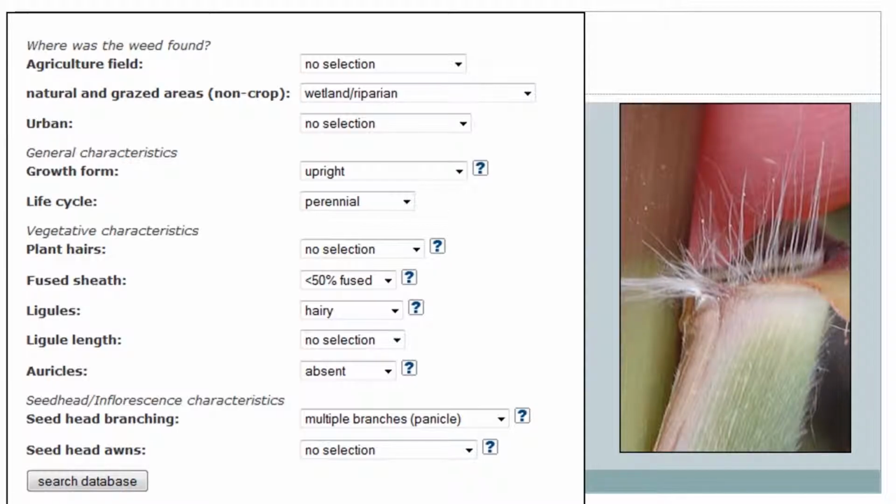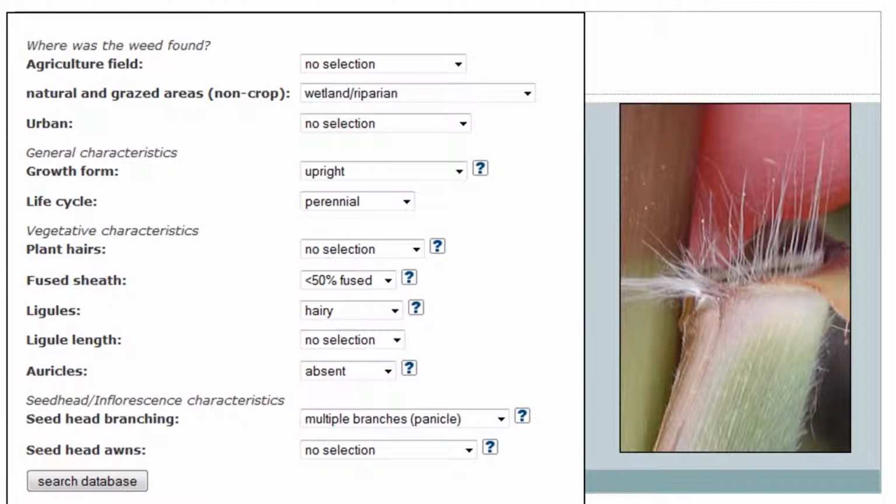Some of this will look familiar to the broadleaf plant form. Other parts can be very different. This grass was found along the edge of a wetland and has an obvious upright growth habit. You can tell from attempting to uproot this grass and from its large structure that it is a perennial species. I left the plant hairs category blank, but you can see from this photo that you could have selected present.